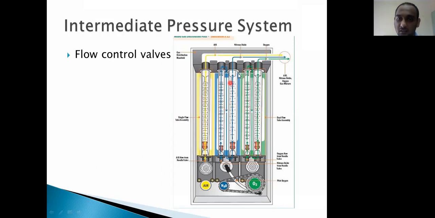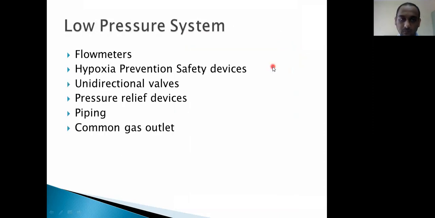Now these air, nitrous, oxygen, all three combine and go to the common gas outlet. Now this gas mixture will first go to the vaporizer. From the vaporizer, it will go to the common gas outlet. Notice that the oxygen flow meter is the last to join this mixture. So air has entered here, nitrous has entered here, but oxygen is going to join last. The significance of which will be explained in some time.